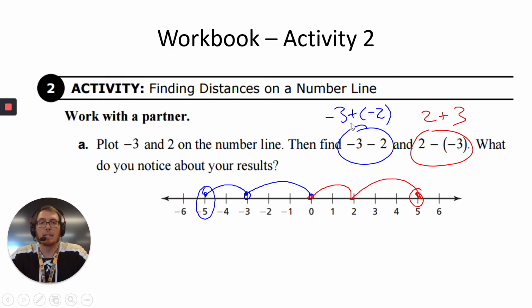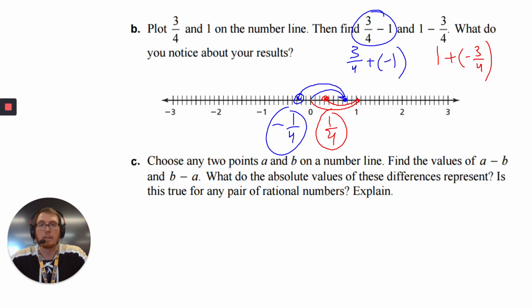So -3, keep, change minus to a plus, change 2 to -2 versus 2, then change minus to a plus, change -3 to 3. This first answer will be a -5, and the second one will be a +5. And there's a big difference between those. What's important here is that they give you the same absolute value answer. Okay, they're both 5, except one's negative and one's positive. That's the big difference between the two. So here, same thing. 3/4 minus 1 and 1 minus 3/4.